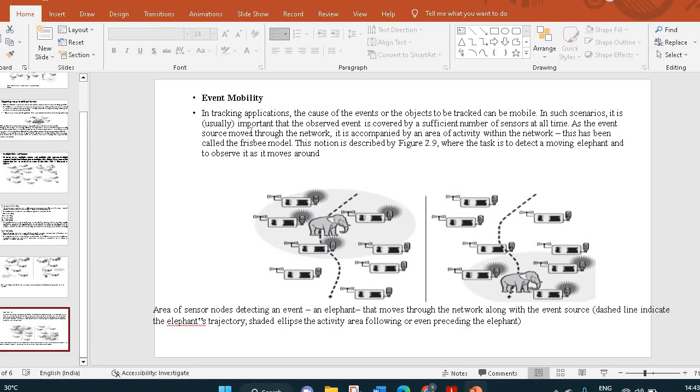Event mobility. In tracking applications, the cause of events or the objects to be tracked can be mobile. In such scenarios, it is important that the observed event is covered by a sufficient number of sensors at all times. As the event source moves through the network, it is accompanied by the area of activity within the network. This has been called the Frisbee model.